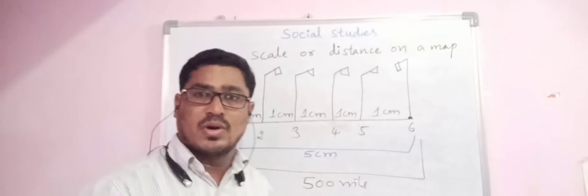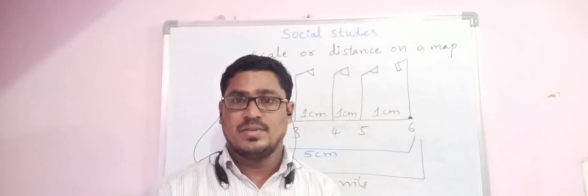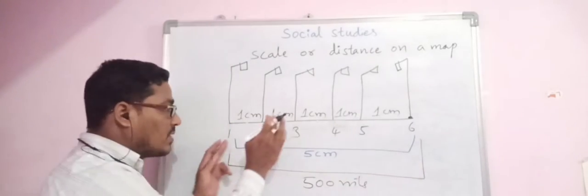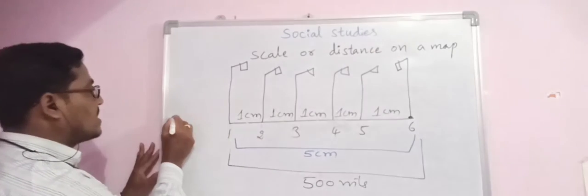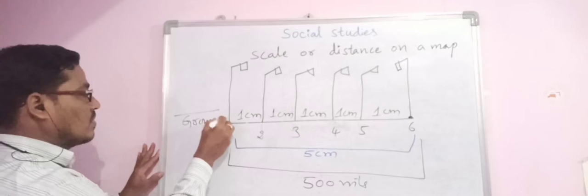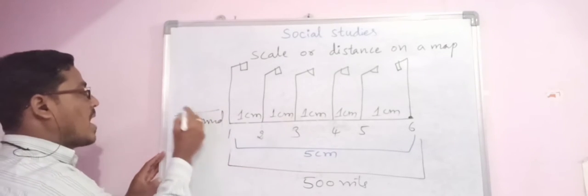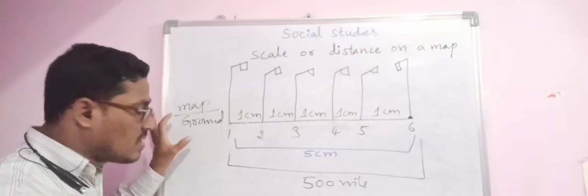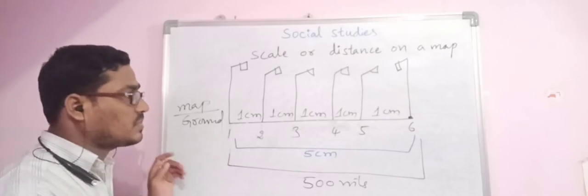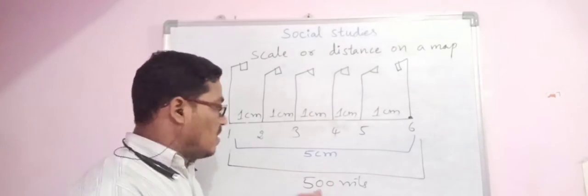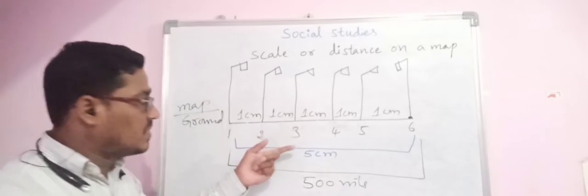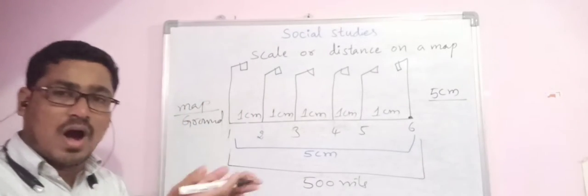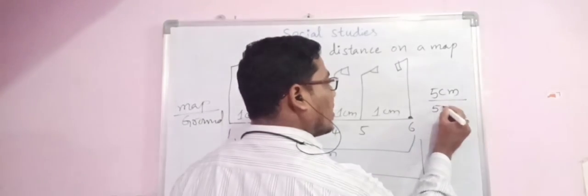This is a scale. The meaning of scale is the ratio between the distance of two places on the map and the original distance on the ground. Ground distance and map distance. The ratio between map distance and ground distance is known as scale. See here: map distance 5 centimeters, but originally on the ground 500 meters.